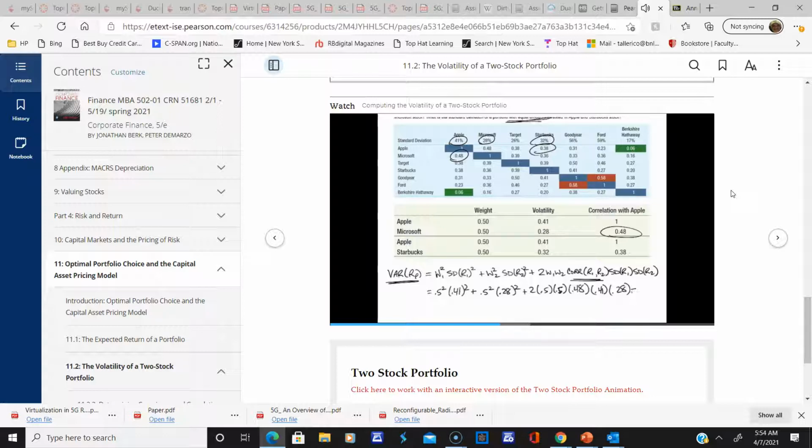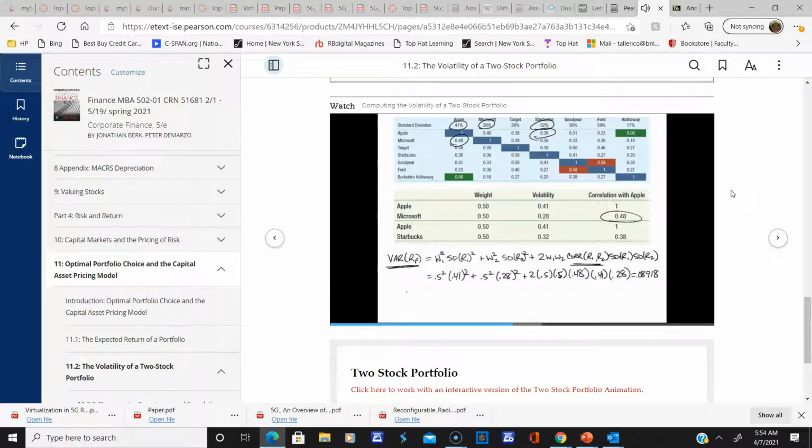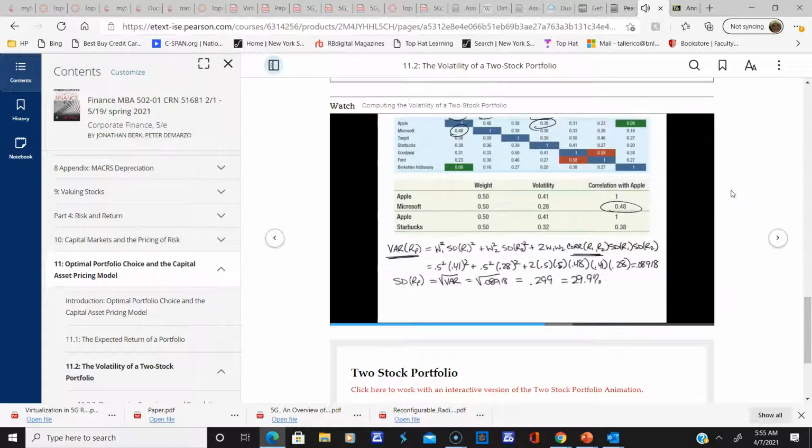And if you work out the math, you get 0.08918. Now remember, this is the variance, not the standard deviation. This is in units of percent squared, so we're going to then calculate the standard deviation by taking the square root of the variance, and that comes out to be 0.299, which we can represent as 29.9%. So that's the standard deviation of the portfolio of Apple and Microsoft.